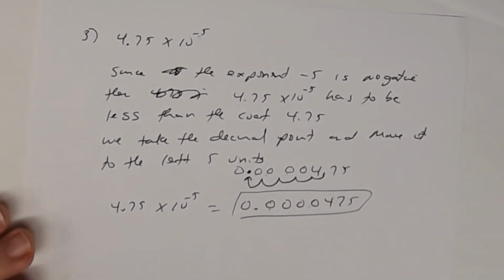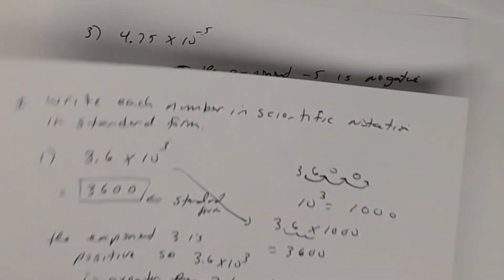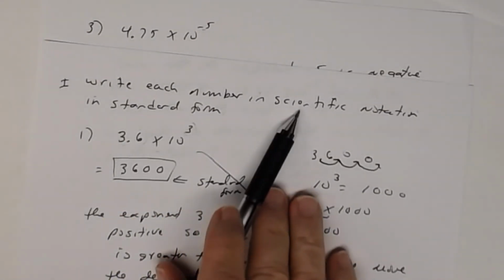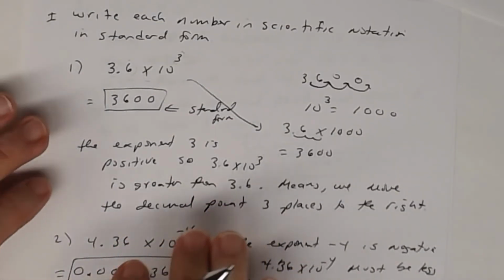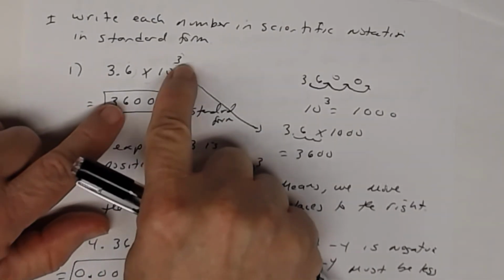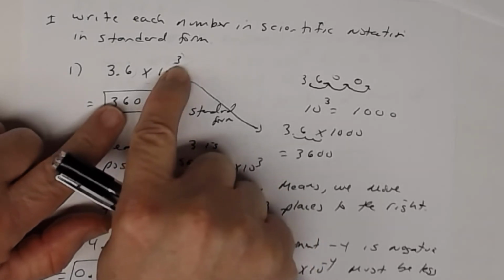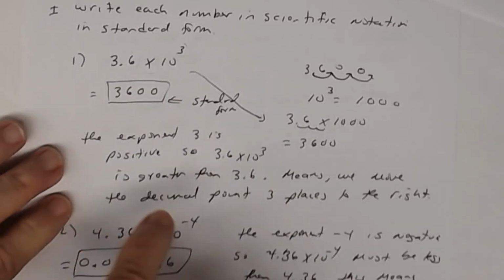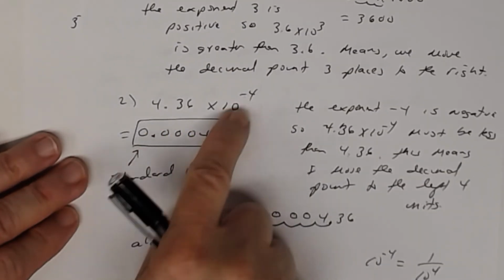All right, so that's number 3. Those first 3 examples were taking a number in scientific notation and putting it in standard form. This is usually not difficult for students because all you do is look at the exponent. If it's positive, you go to the right. If it's negative, you take the decimal point and go to the left that many units. All right, let's look at the other type of problem that you're going to see with scientific notation.